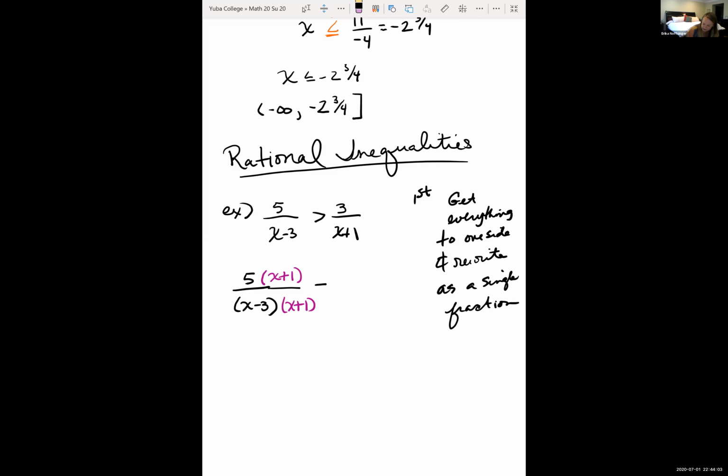So minus, moving over the 3 over x plus 1. But again, I want a common denominator so I can combine this as a single fraction. What's missing in my denominator is my x minus 3. So I need to multiply by a fancy 1, x minus 3 over x minus 3. It would be silly of me to cancel here, because that would just undo what I was just doing, and a lot of times students want to do that. And this is all greater than 0.